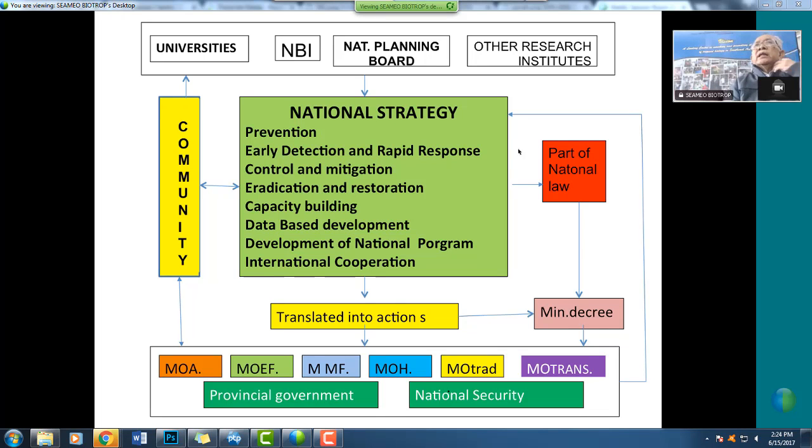Next slide. And this is the example of the Indonesian case where universities, the National Biological Institute, or the National Planning Board, or other research institutes should work together to develop a national strategy consisting of prevention, early detection system and rapid response, control and mitigation, eradication and restoration, and capacity building, because in the coming years we will have more problems with invasive species, so we have to develop capacity building through education and research, and universities must be able to produce graduates who are able to identify and manage this invasive alien species.